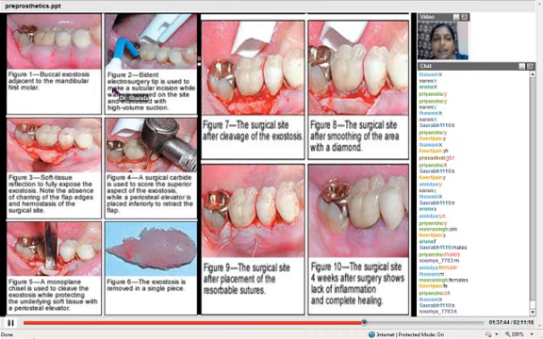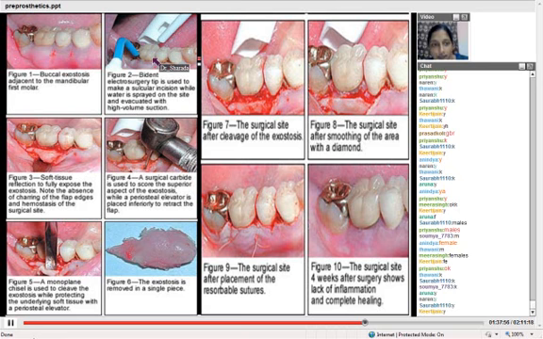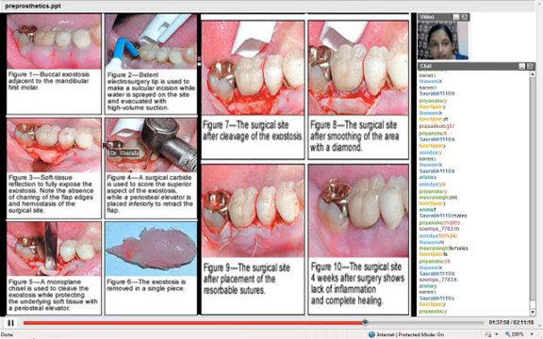So I'm showing you how to do the removal of the exostosis. Here, can you see this? Mandibular tori. You just give an incision, a crevicular incision, reflect it, expose the tori, use your burr to remove it like this, or use your osteotome and remove it, and this is what you get. Suture it up and it's normal.